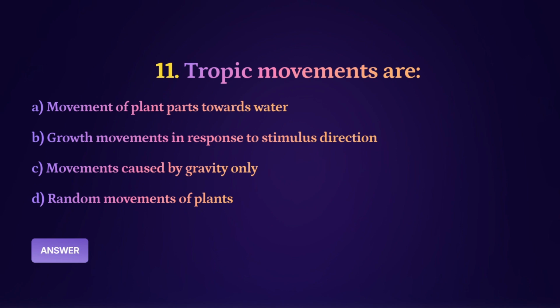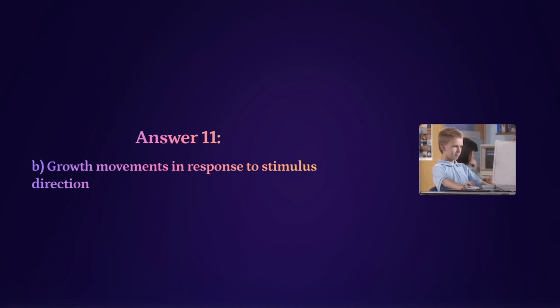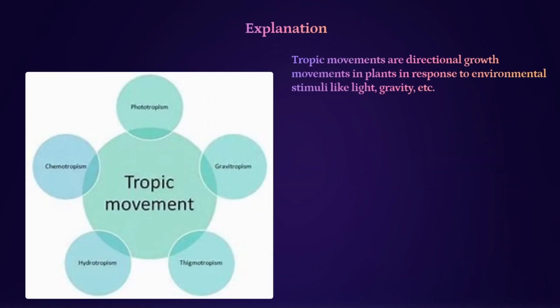The correct answer which defines tropic movement is option B, that is they are the growth movements in response to stimulus direction. Tropic movements are directional movements in plants in response to environmental stimuli. What are those stimuli? Light, gravity, etc. And the picture shows its types. It is phototropism, gravitropism means geotropism, then thigmotropism, hydrotropism and chemotropism.